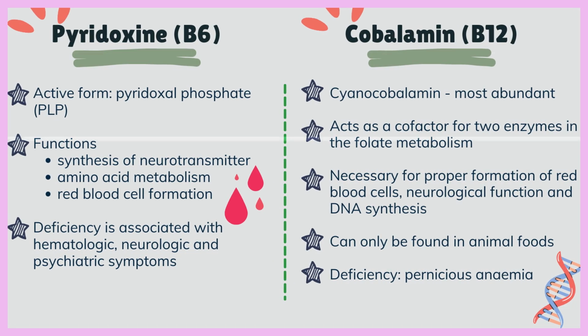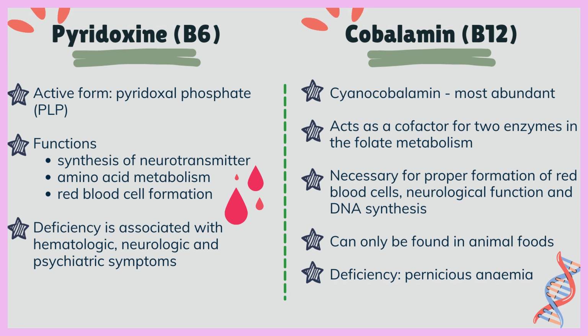Vitamin B6 is ingested mostly in the pyridoxine and phosphorylated forms from plant foods. The active form is known as pyridoxal phosphate. It is involved in the synthesis of neurotransmitters and amino acid metabolism. Inadequate intake can cause depression and weaken immune function.